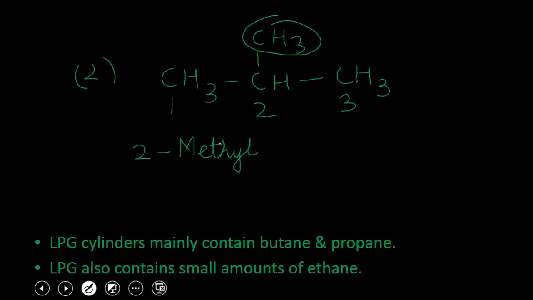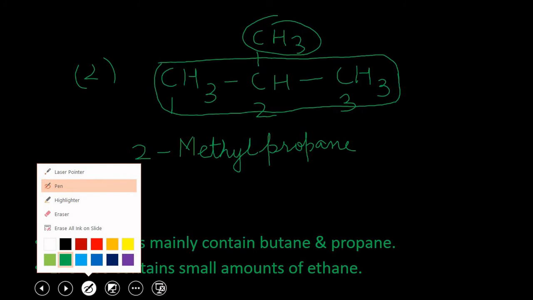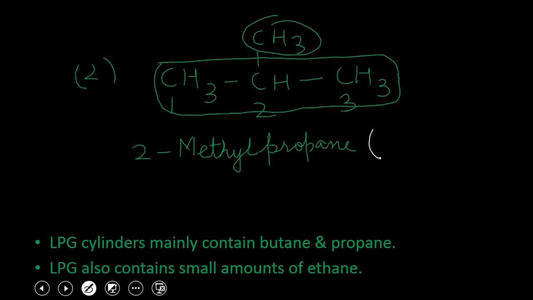Then we will write how many carbon atoms are present in our chain. So you can see that our chain consists of 3 carbon atoms. So 3 stands for propane. So I have written the name 2-methyl propane. Children, this name is the IUPAC name.